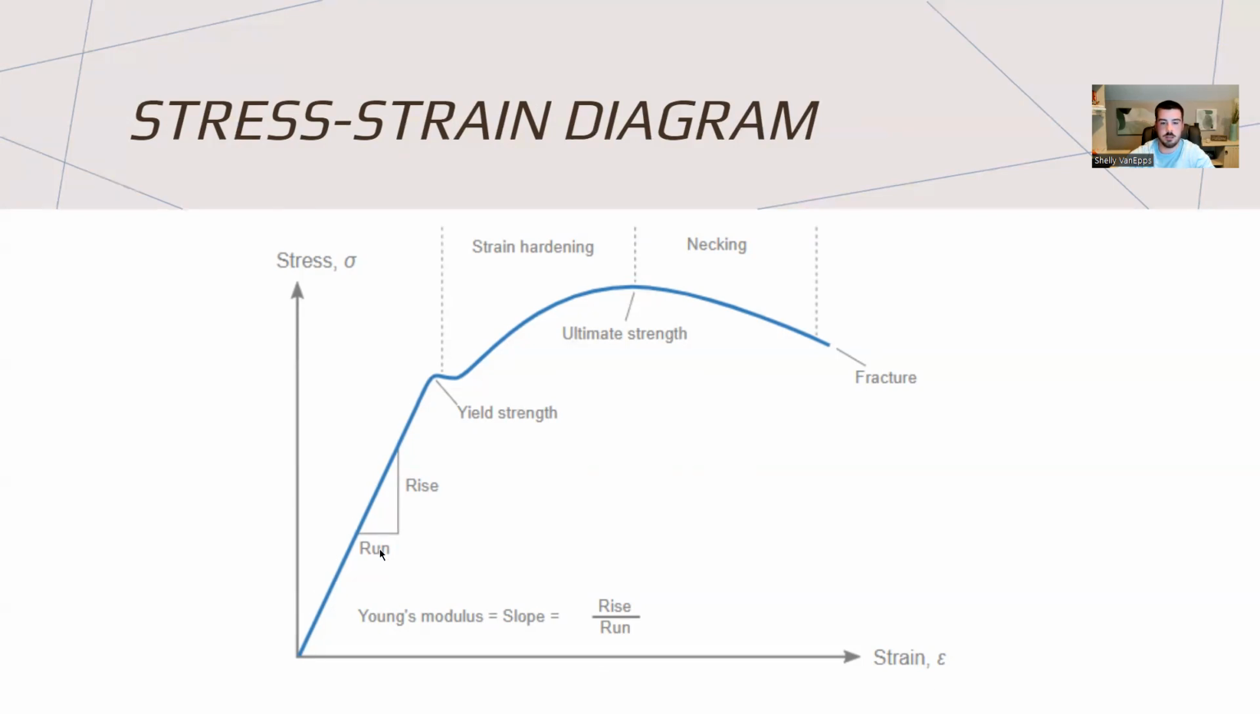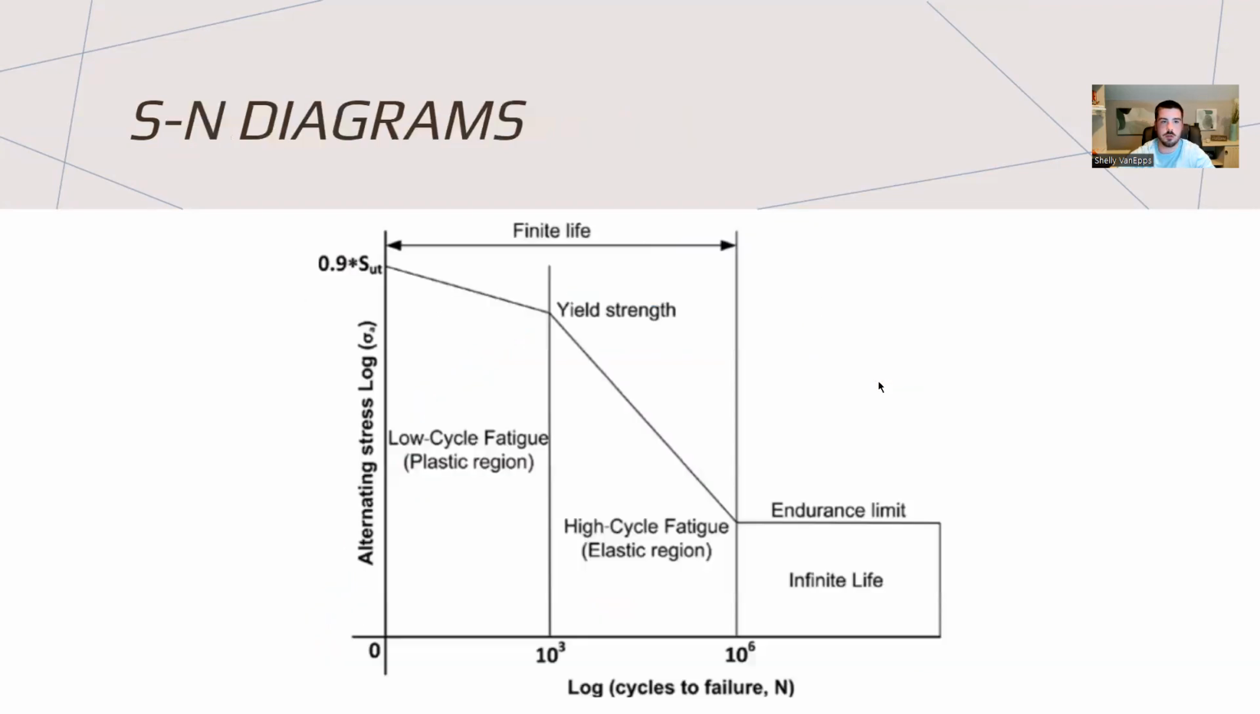If we take the slope of the elastic region here, that's how you get your Young's modulus or E value. Your elastic region lasts from 0.0 up to your yield strength. After the yield strength, strain hardening occurs, starting in the plastic region. Ultimately, your ultimate strength is reached, and then after, necking occurs, and eventually fracture.